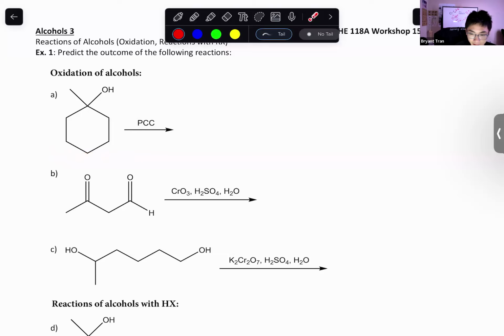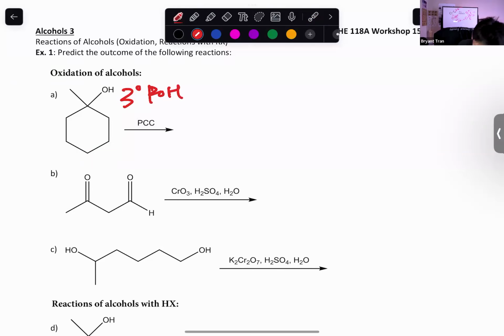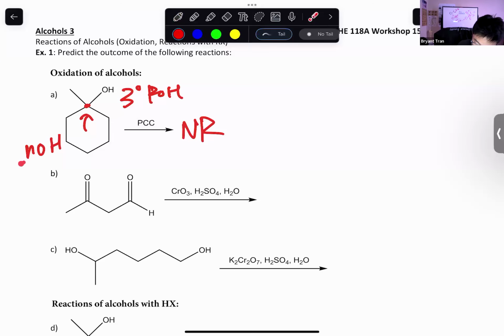It's a tertiary alcohol. I don't think it's going to do anything because it's fully bonded, the carbon attached. This carbon here is fully bonded. There's no hydrogen, so we can't exchange a hydrogen for an oxygen, so we cannot oxidize this tertiary alcohol. That's correct.